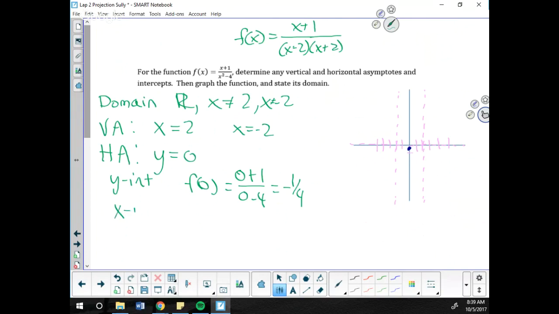X-intercepts. How do you find the x-intercept? We set y to 0, so what specifically equals 0? The numerator, thank you. So we said our numerator equals 0: x plus 1 equals 0, so x equals negative 1. So I go over here and I plot that value at negative 1.